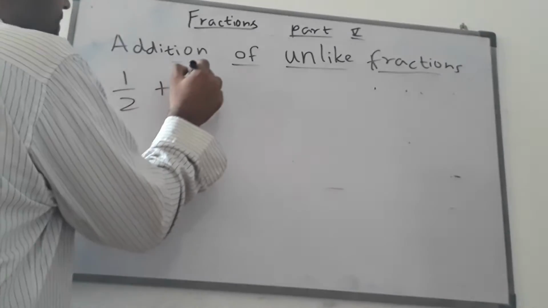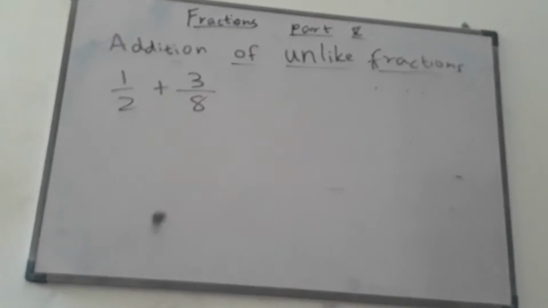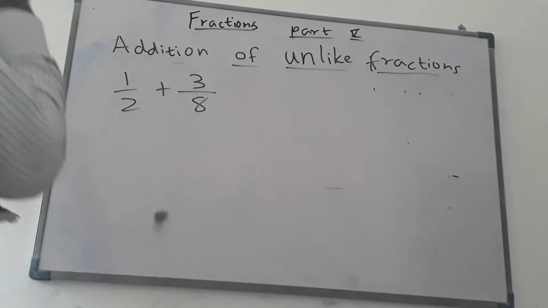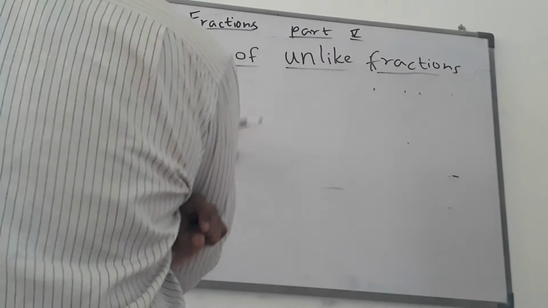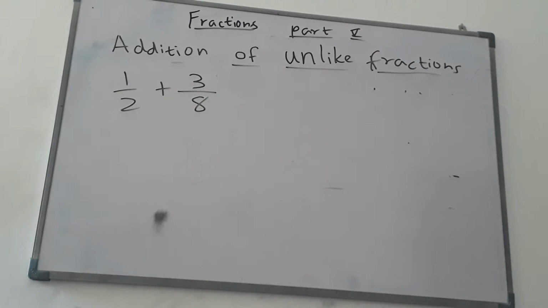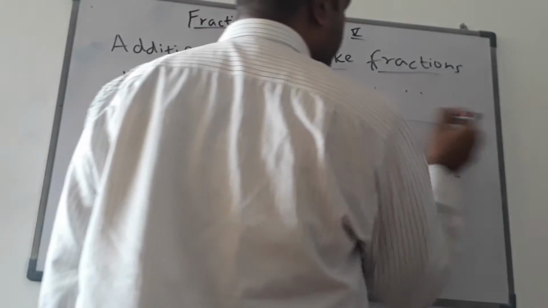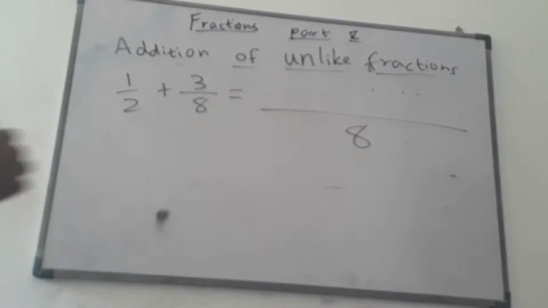Half plus 3 out of 8. Okay, now we have to check whether it is a multiple of 2. Is it a multiple of 2? Yes, 2 times 4 is 8. So we can take 8 as the common denominator.